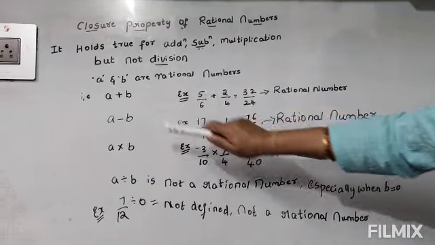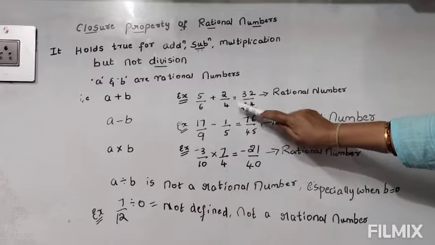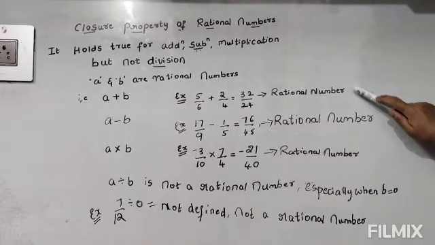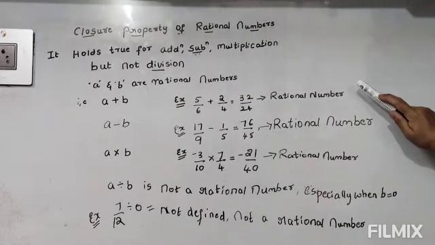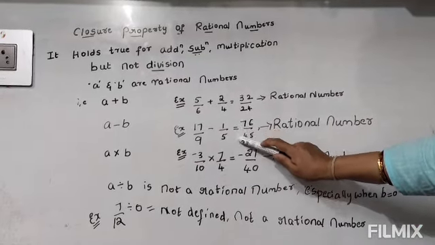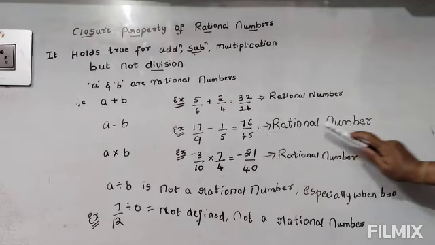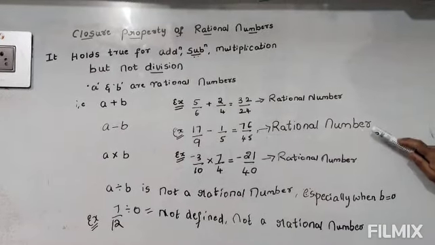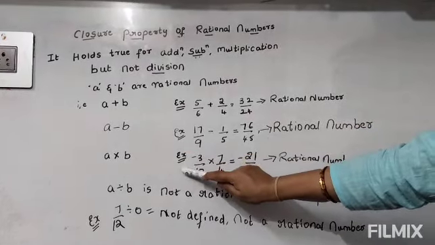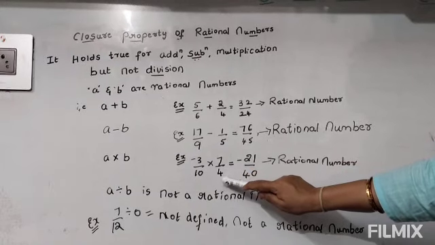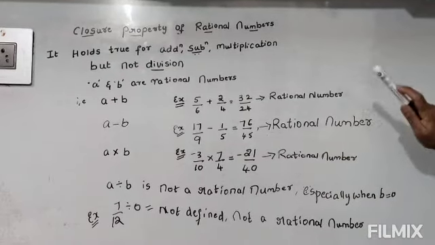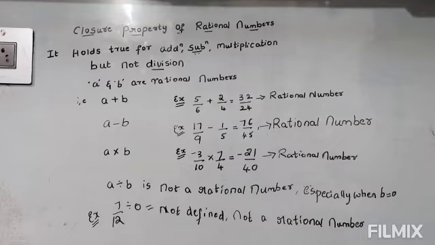For addition, a plus b, 5 by 6 plus 2 by 4 is equal to 32 by 24. It satisfies the closure property, that is, it is in the form of p by q, a rational number. A minus B, 17 by 9 minus 1 by 5 is equal to 76 by 45, which is again a rational number. This also holds true for closure property. A into B, which is equal to minus 3 by 10 into 7 by 4, equals minus 21 by 40, is again a rational number. Multiplication also holds true for closure property.